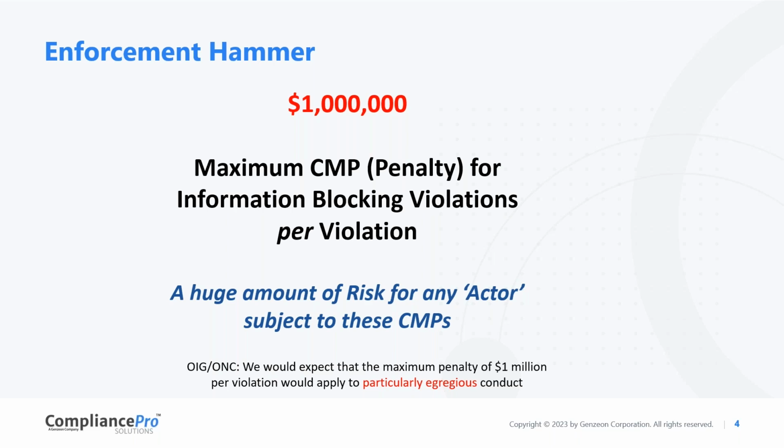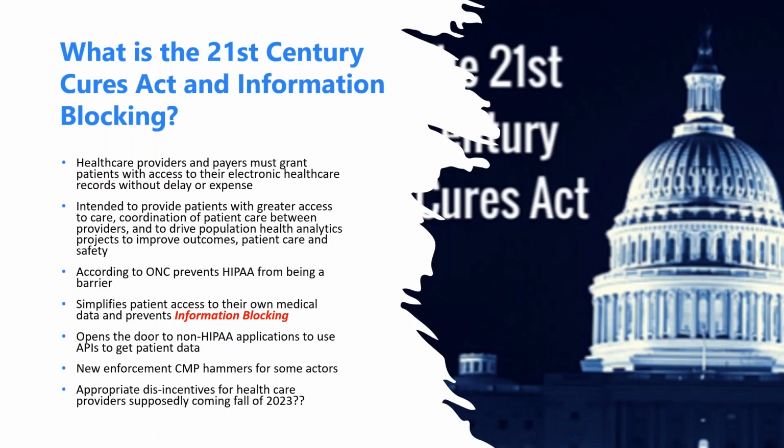So again, today's presentation, let's get you clarity on this new final rule, which is confusing in who it covers, but also some more information about the Cures Act in general. Let's start. What's the Cures Act? Well, really, payers and providers, and there's two rules, ONC and CMS rules work together, so it covers payers and providers. They're going to have to grant patients and other third parties access to their electronic health records without delay or expense.